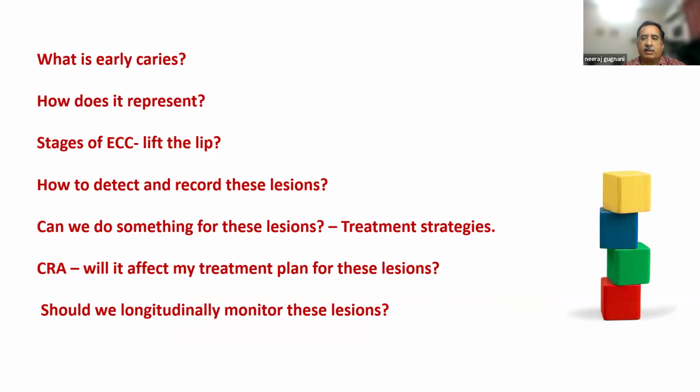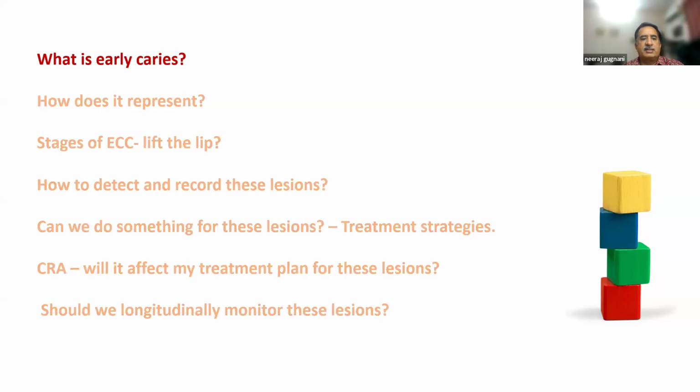So what is early caries? How does it present? What are the stages of early childhood caries? That means how early caries presents in the primary incisors or the molars, and how to detect these lesions. Can we do something for these lesions? How does the treatment plan get affected by caries assessment, and how should we monitor these lesions longitudinally? So let's see these questions one by one.